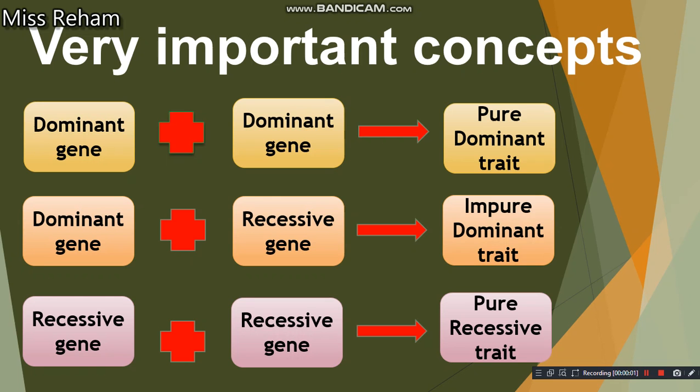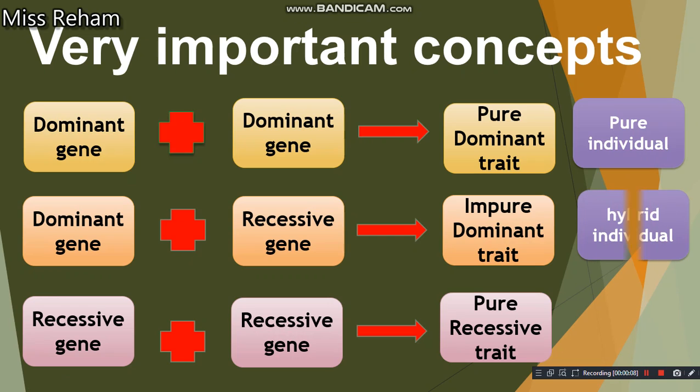Now we have another concept. Number one, pure individual, and here hybrid individual, and here pure individual again. So from this diagram, who can conclude what's meant by pure individual? Here we have a pure individual and here we have a pure individual.